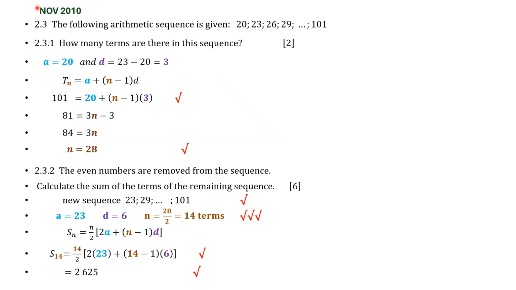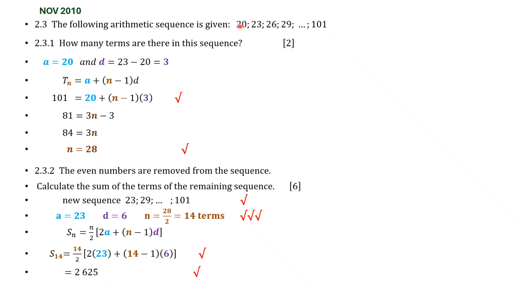Right, so November 2010, South Africa hosted the World Cup. Say the following arithmetic sequence is given. They specify arithmetic sequence, so it must have a common first difference. So 20, 23, 26, 29, it goes all the way to 101. So 20 plus 3, 23 plus 3, 26, etc. How many terms are there in the sequence? So we want to know what term is 101.